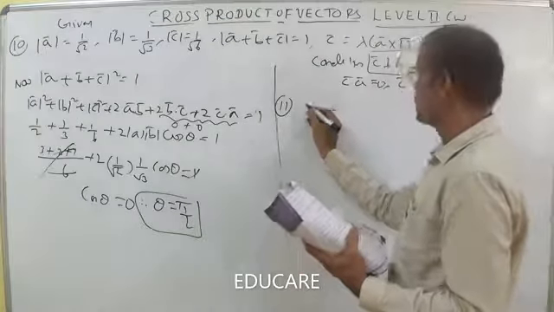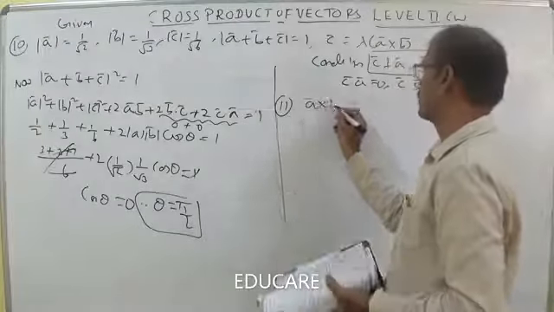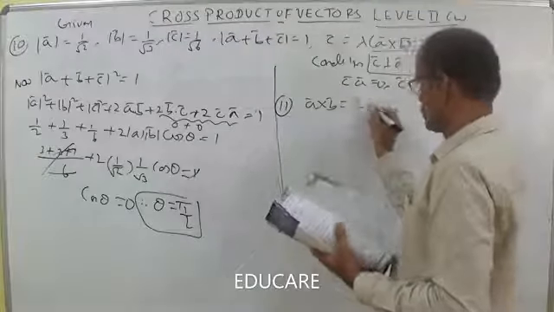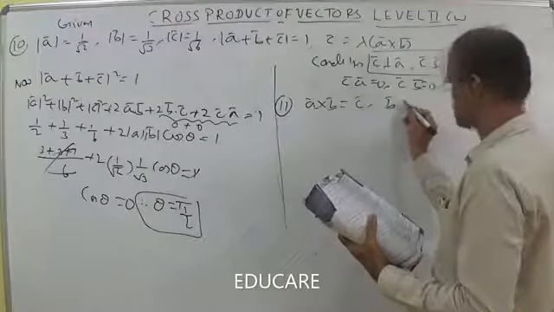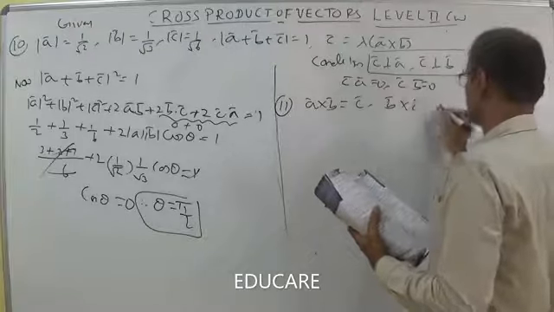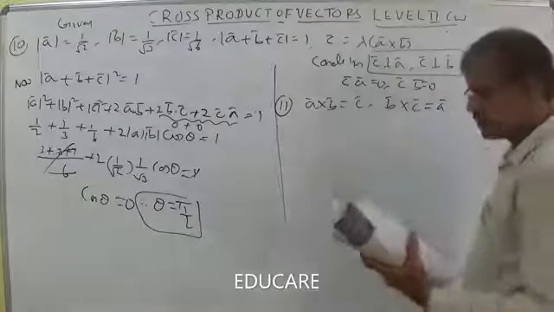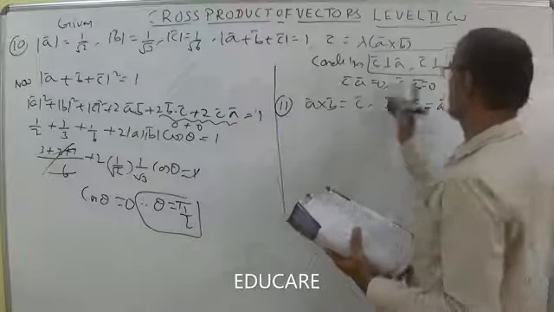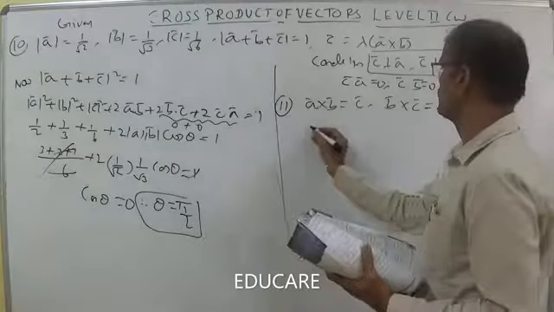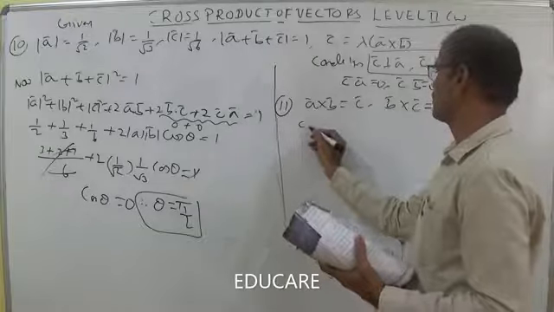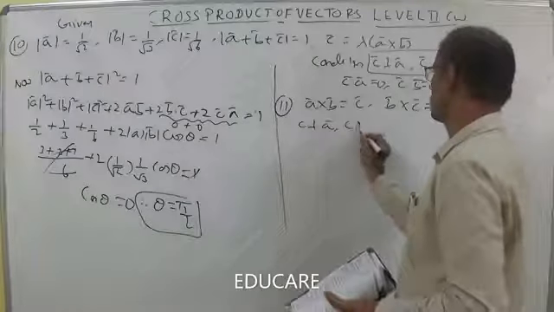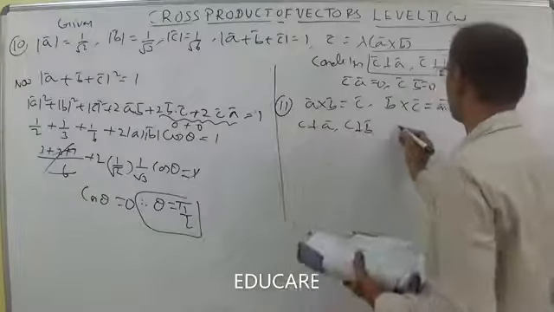11th question: A bar cross B bar is equal to C bar, and B bar cross C bar is equal to A bar, given. Then according to the options we should calculate. A cross B is equal to C, the same concept. Then you can say that C bar is perpendicular to A bar, and C bar is perpendicular to B bar.